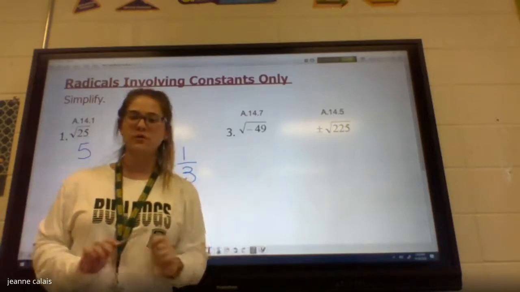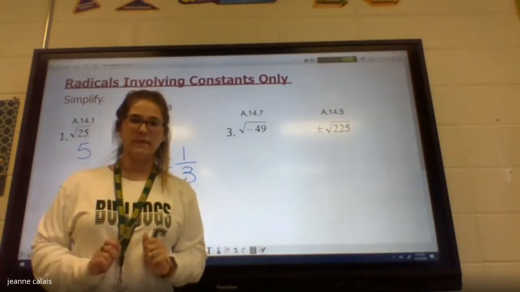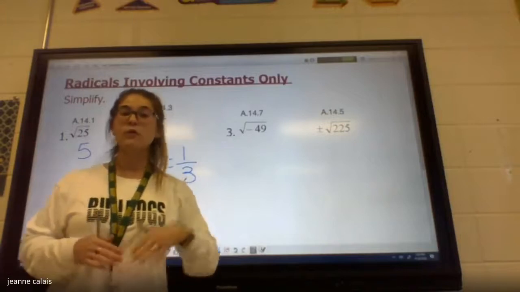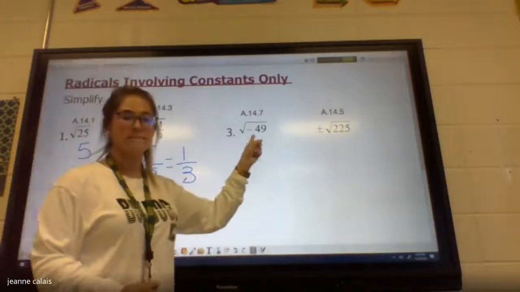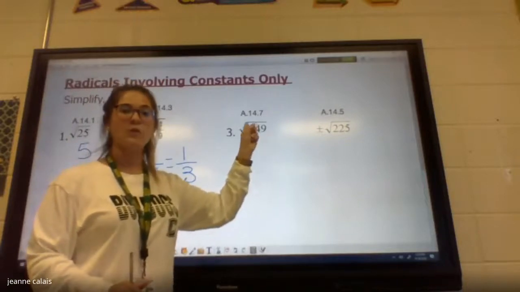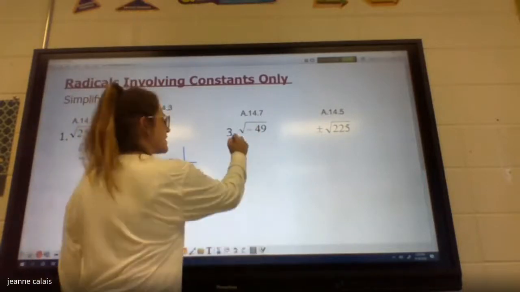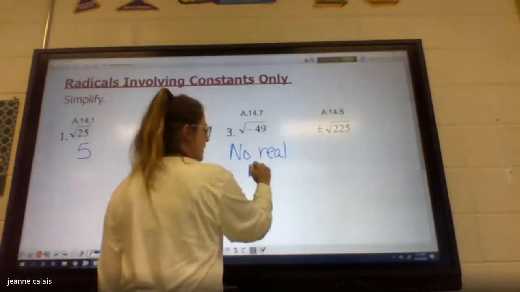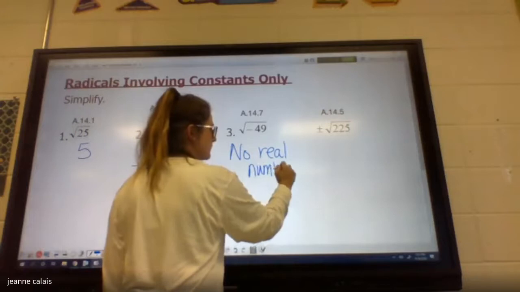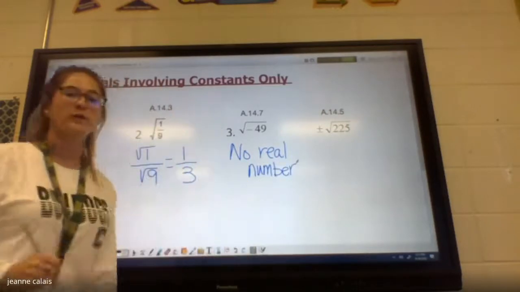Those are two different numbers on the number line, okay? One's on one side of 0, one's on the other. They are on separate sides of the number line. So there is no number, okay, that will give you negative 49. There is no real number. Okay, there's no real solution.